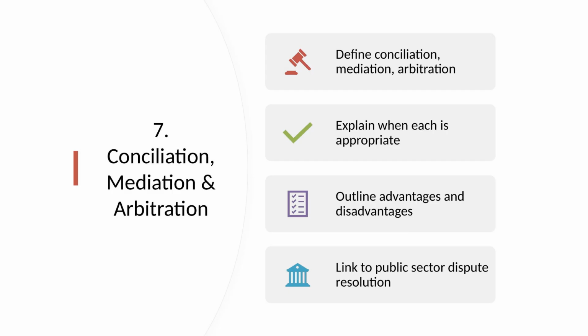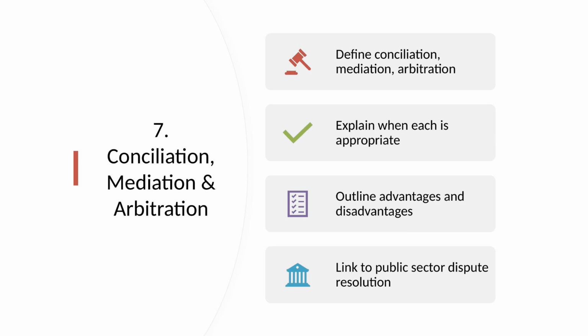Conciliation involves a third party helping both sides reach an agreement, often facilitated by ACAS. Mediation is voluntary and informal, focusing on mutual understanding, ideal for interpersonal disputes. Arbitration is formal, where a third party makes a binding decision. Conciliation suits collective disputes. Mediation suits team tensions. Arbitration fits unresolved policy breaches.